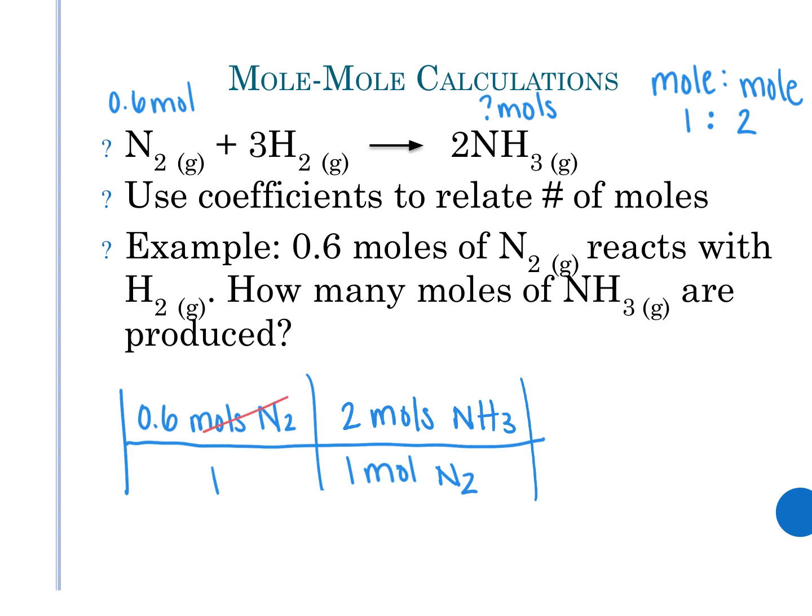Okay, so if you look, moles of nitrogen cancel. So then the only unit that doesn't cancel is this moles of ammonia. And does that match what we want our final answer in? Okay, so then it's just time to calculate. What is 0.6 times 2? Okay, so 1.2 moles of ammonia.